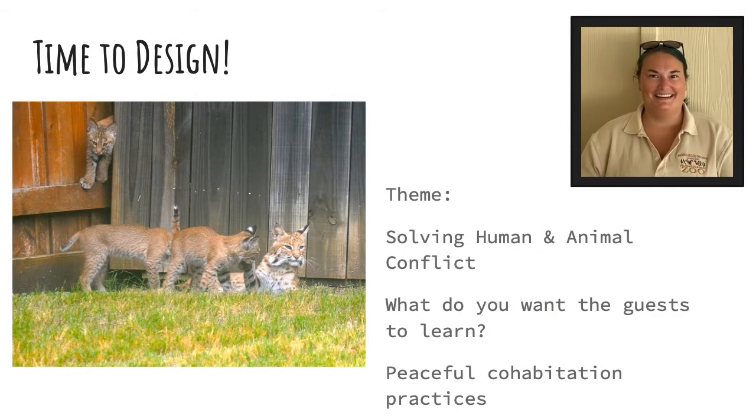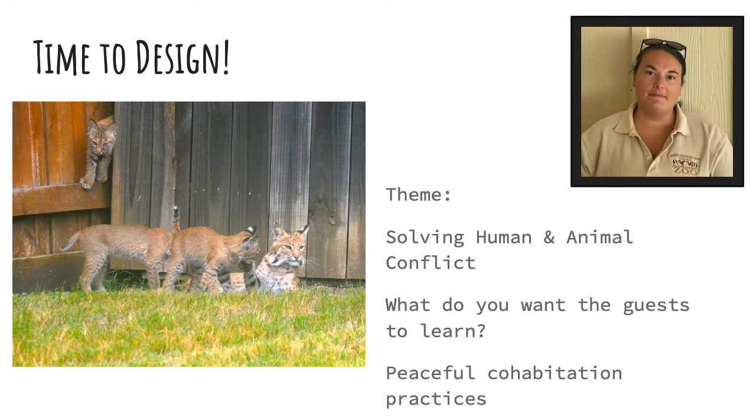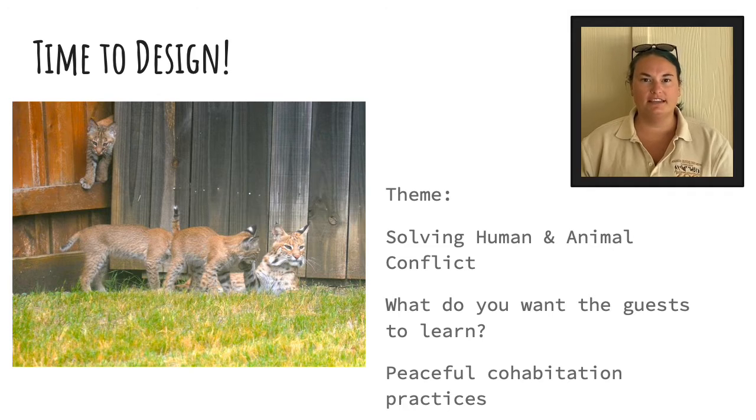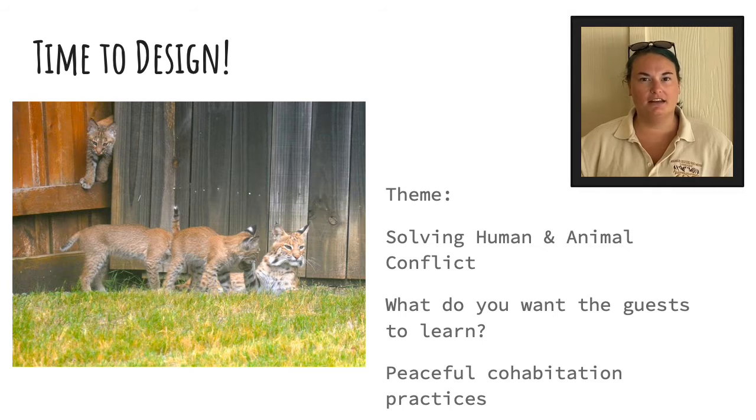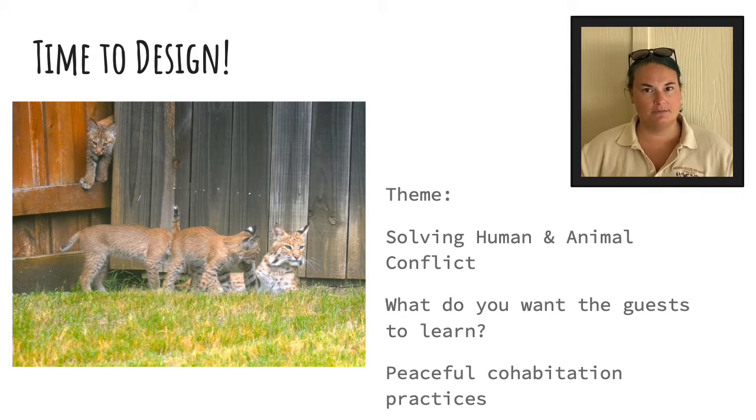Let's get designing. First, we're going to pick a theme. A theme's going to make sure that our exhibit is cohesive, educational, and informational to the guests. For the bobcat exhibit, we wanted to focus on solving human and animal conflict in a peaceful manner. We will accomplish this by using a backyard scene. This will allow us to show guests that interacting with wild animals in your own backyard can be done as long as it's done responsibly.